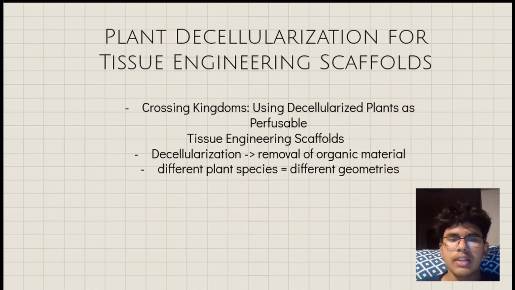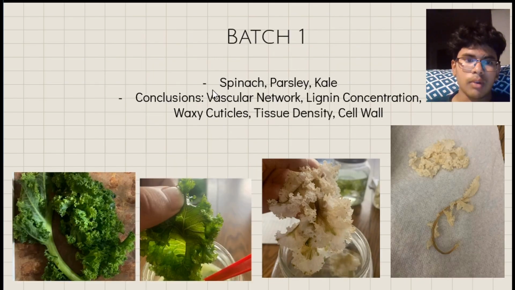And different plants have different geometries, so we're trying out different plants like spinach, parsley, and kale with my first batch. And we finished our first batch, and the conclusions we got out of it, which I introduced in my previous video, were vascular network, lignin concentration, waxy cuticles, tissue density, and cell wall that we need to watch out for in batch 2. And these are some of the pictures from batch 1.